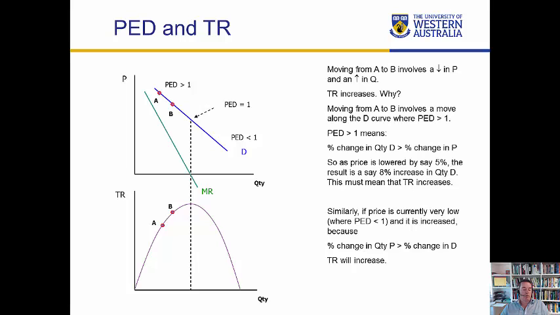But the increase in quantity is larger in percentage terms than the reduction in price, so total revenue goes up between points A and B.